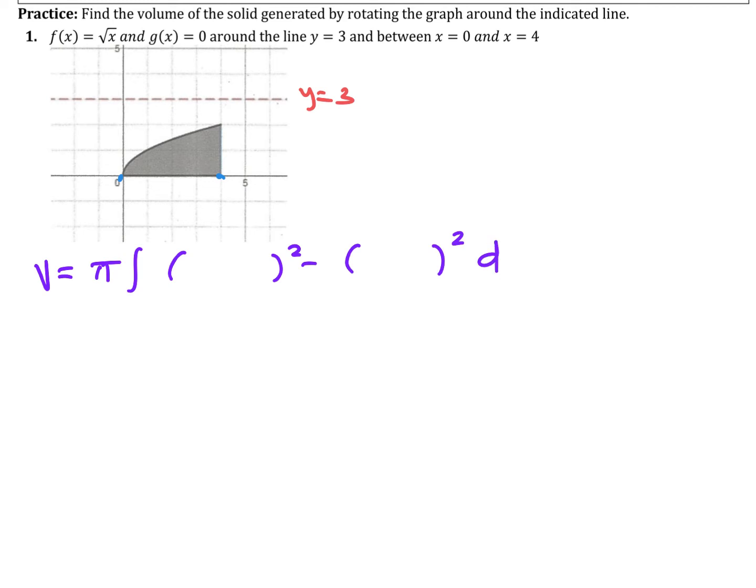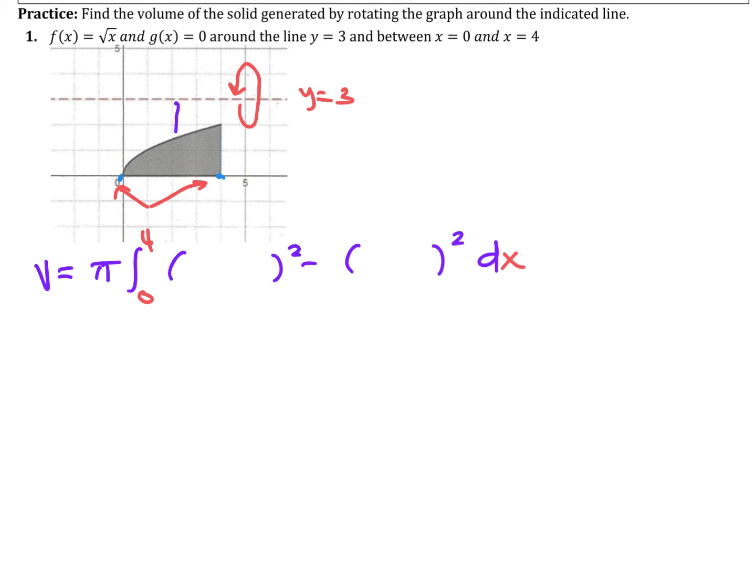The next thing I want you to ask yourself is, if we're rotating around the line y equals 3, is that parallel to the x or to the y axis? It's parallel to the x axis, so we are going to integrate with respect to x, which means our bounds are going to go from 0 to 4 because that's also with respect to x.